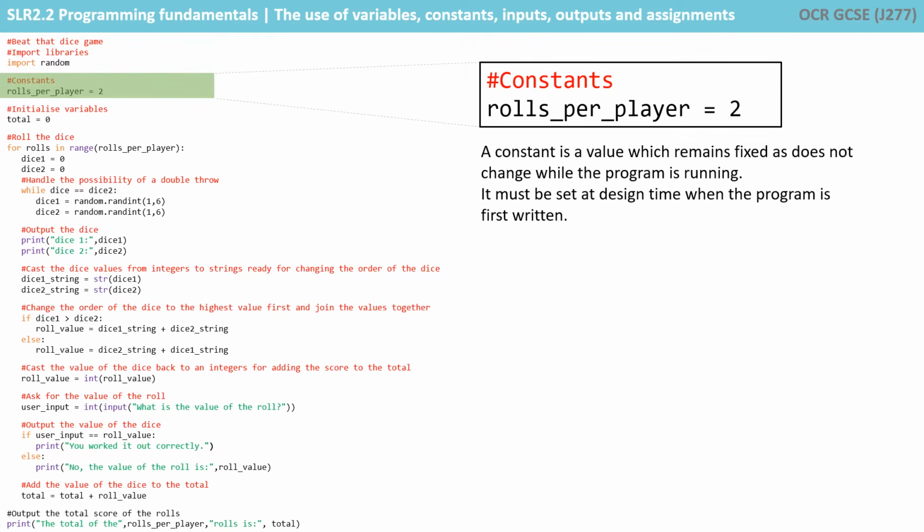Now, the reason it looks identical here to the previous line of code we looked at is that Python doesn't actually support constants. If we wanted to implement constants in a Python program, we would have to set a value like we have here, rolls per player equals 2, and then we would have to make sure we never actually changed it. In most programming languages, you could actually declare this as a constant, and it would be unable to be changed during program execution.